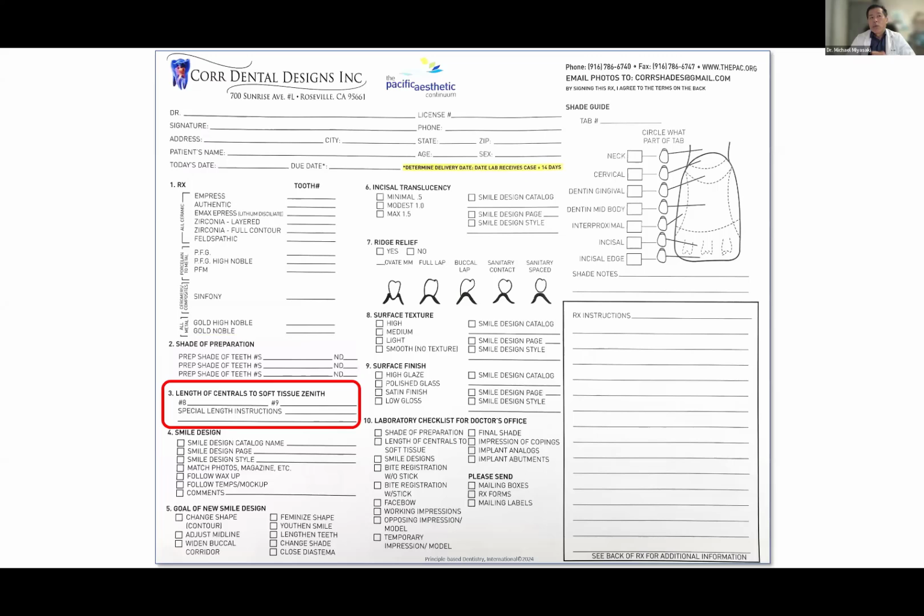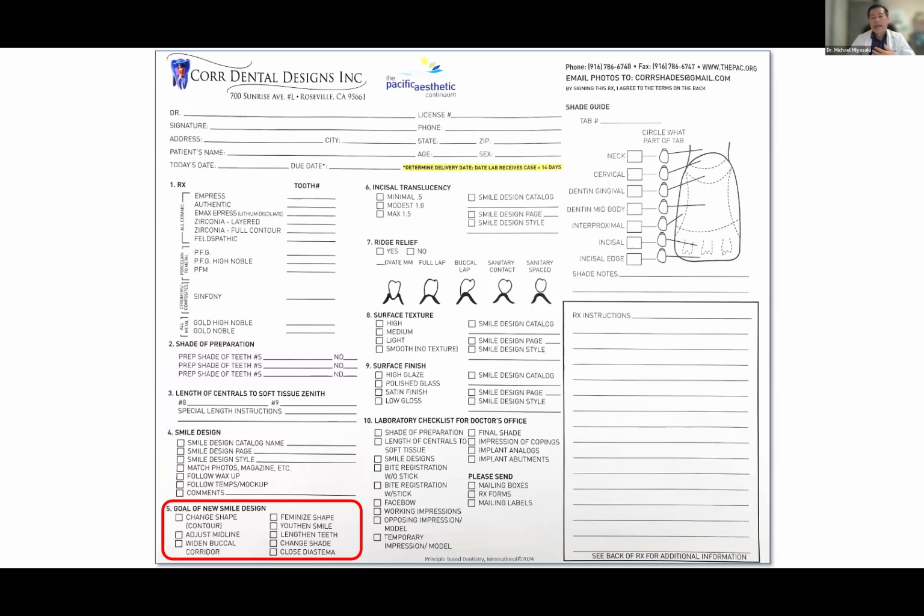I need to tell them, okay, I have these short centrals that we saw in this case, and I'm going to make them a little bit longer. Well, how much longer do you want them to make those centrals? Smile design. If we're going to do a veneer case, there are different types of smile designs we can create depending on the catalog, so they have an area there where we can specify.